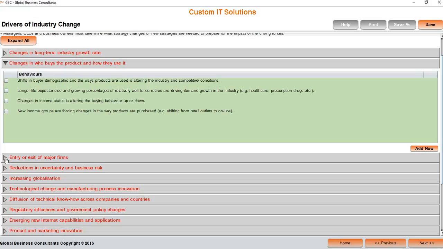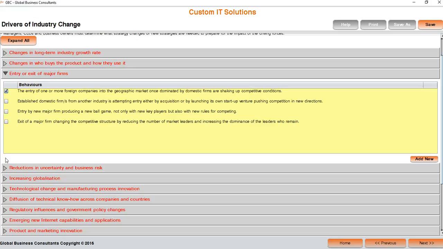Next, I'm going to click on entry or exit of major firms. The one behavior that was relevant to our company, Custom IT Solutions, is the entry of one or more foreign companies into the geographic market once dominated by domestic firms, shaking up competitive conditions. That's consistent in many industries where now we see more and more foreign competitors operating in domestic markets.